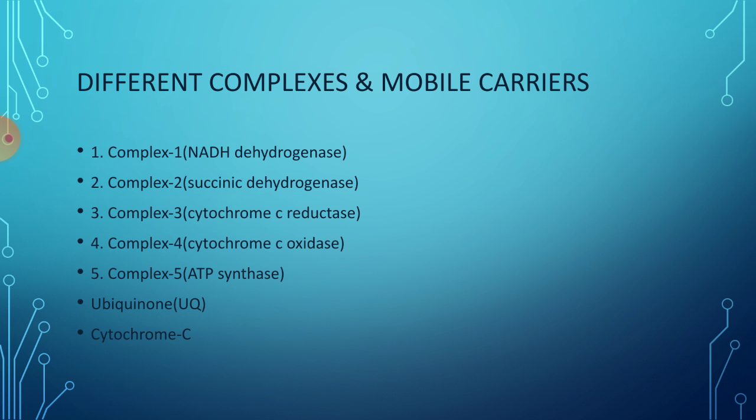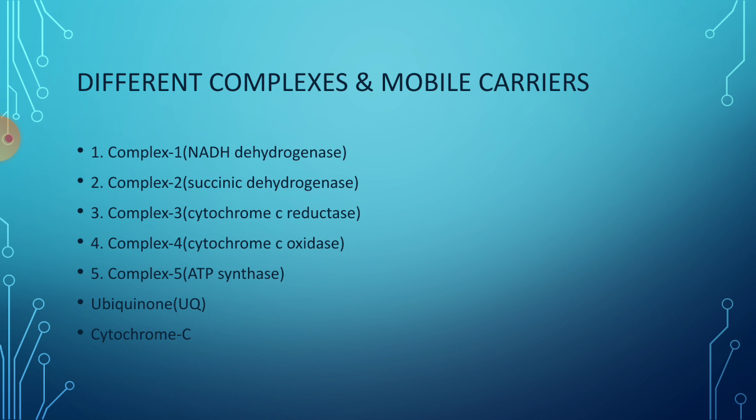And the complex 4, it is cytochrome C oxidase enzyme. It contains cytochrome A1 and cytochrome A3. It is closely associated with the oxygen molecule, that is terminal electron acceptor. Its reaction center is 2 copper molecules. And the fifth one is complex 5, that is ATP synthase enzyme.